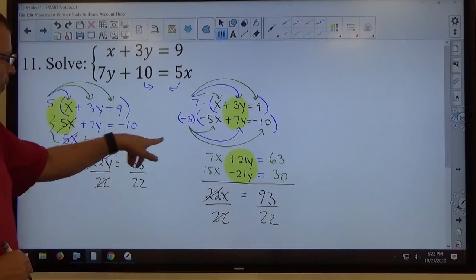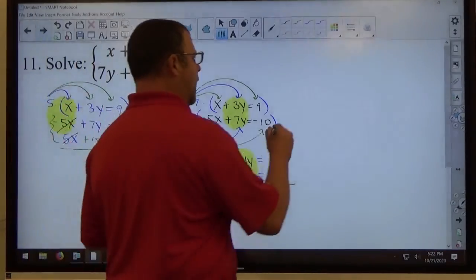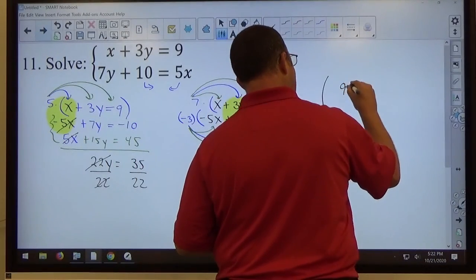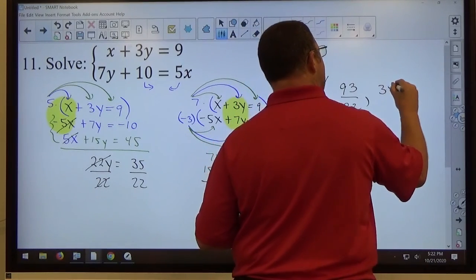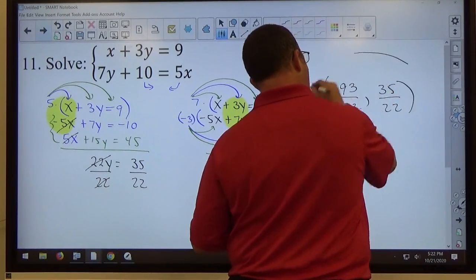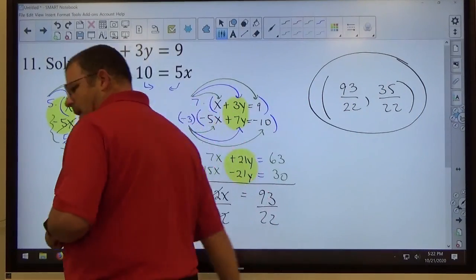Even though we found y first and x second, we write our ordered pair with x in front. So x goes first, 93/22. Y goes second, 35/22. Again, always write your answer for these as an ordered pair, x first, y second.